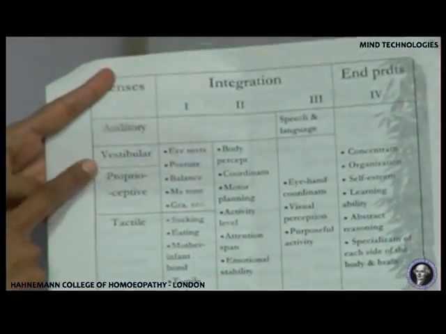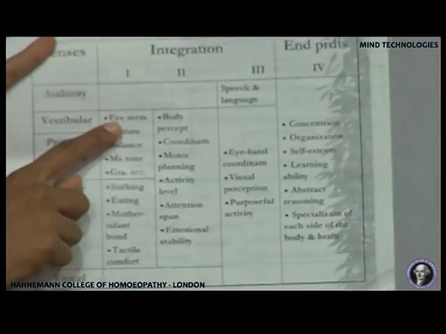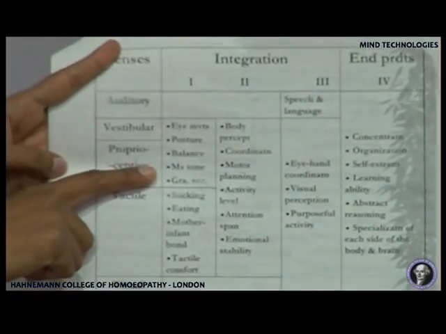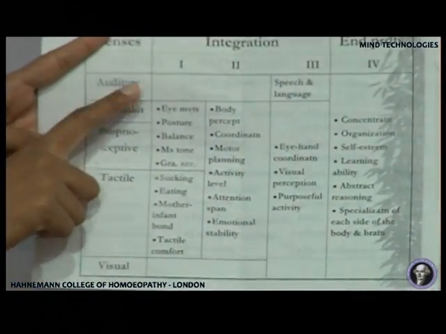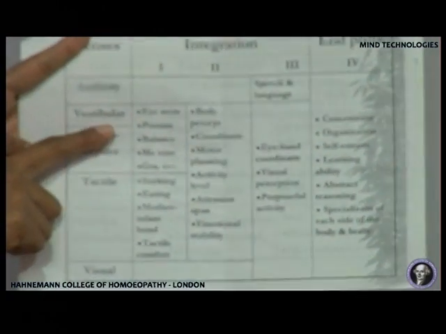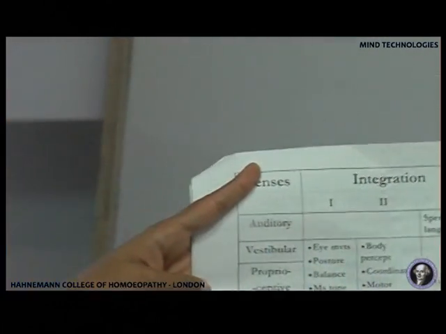vestibular and proprioceptive sensation together will lead to adequate eye movements, muscle tone, because if the muscle tone is not developed properly, all of these would be affected. So muscle tone, eye movements, balance, posture, gravitational security. You are aware of gravitational security?